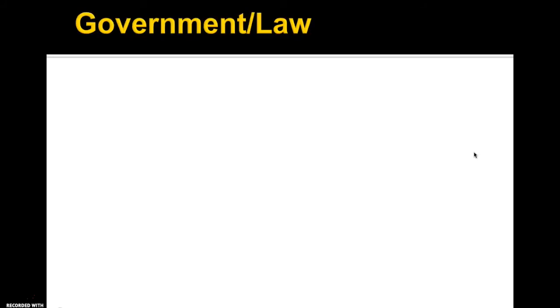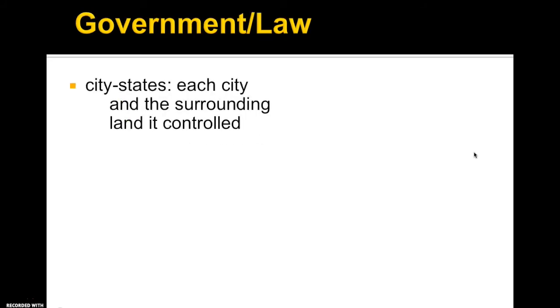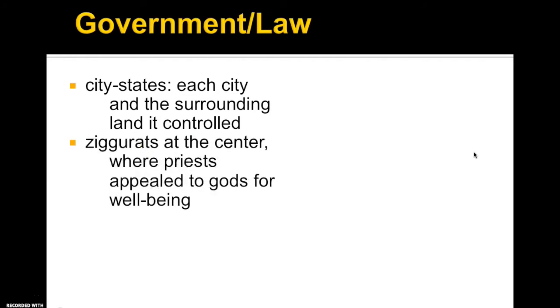Moving on to government and law, another huge part of civilization and the culture is to have an organized system of governance. So on the Sumerian side, you have city-states, and each city-state is controlling the land around it, and it's very independent. You have these ziggurats, which are these big temples where the priests appeal to gods. It's a very center point of their civilization because religion plays such a central aspect.